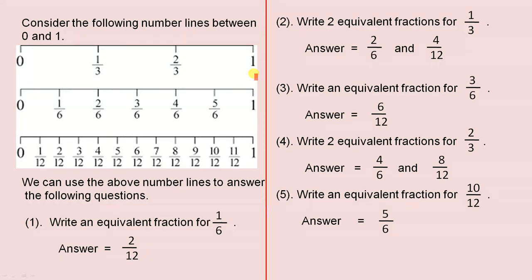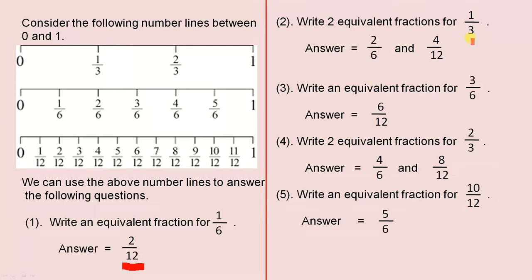Consider the following number lines between 0 and 1. So here are 3 number lines with various fractions on them. We can use the above number lines to answer the following questions. Write an equivalent fraction for 1/6. There is 1/6. It lies directly above 2/12, so 2/12 is the equivalent fraction.